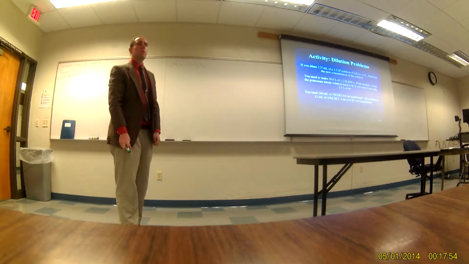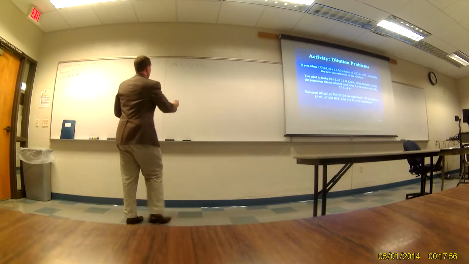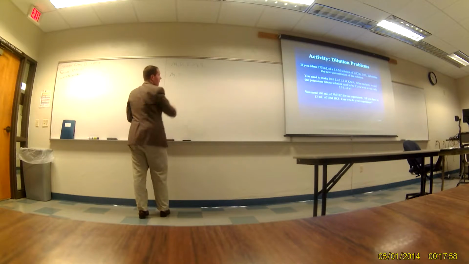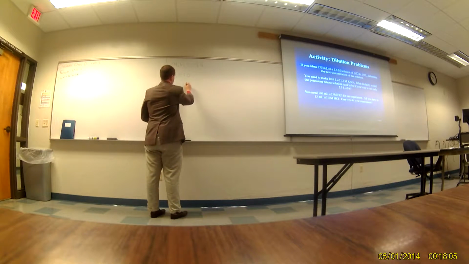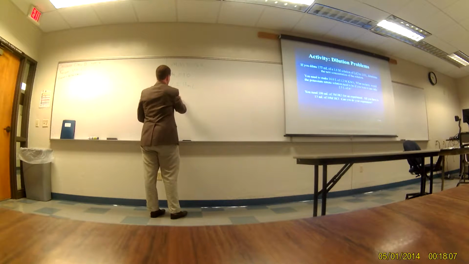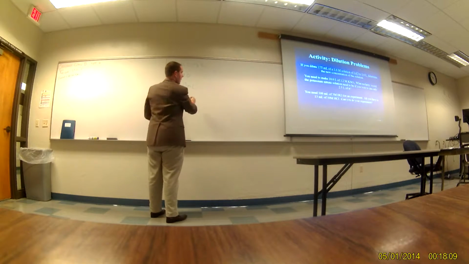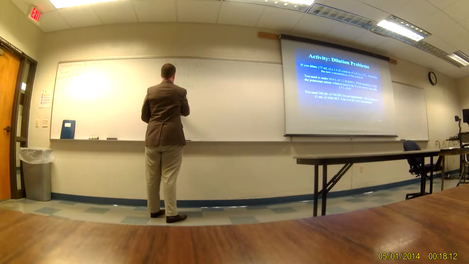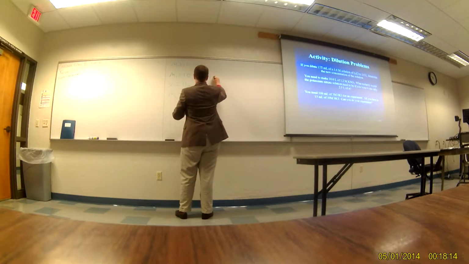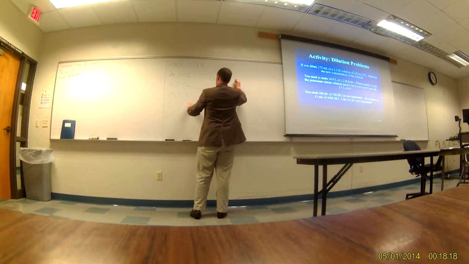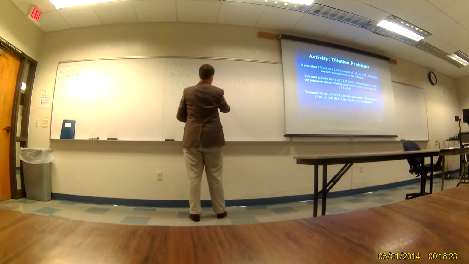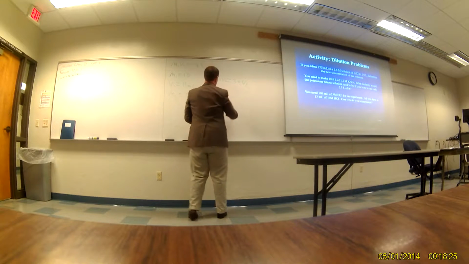V2. So what is M1? M1 is 10. V1 is 13 milliliters. M2 is 3. And so we get 10 times 13 equals 3 times V2. So V2 equals what?